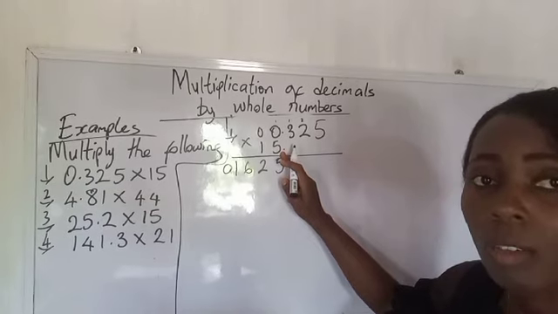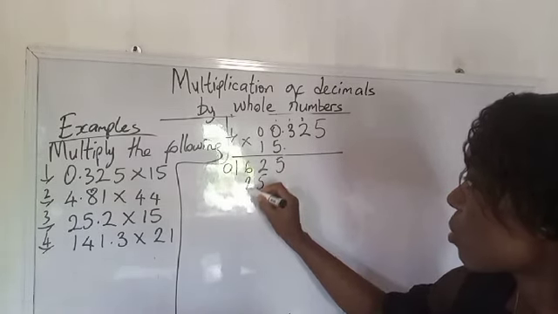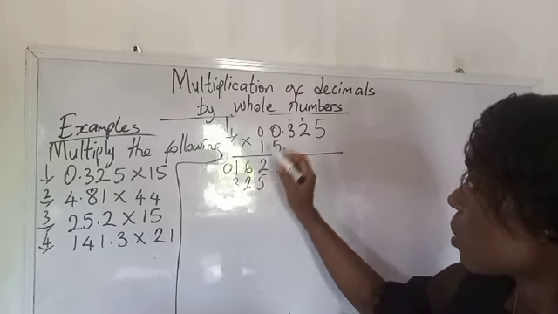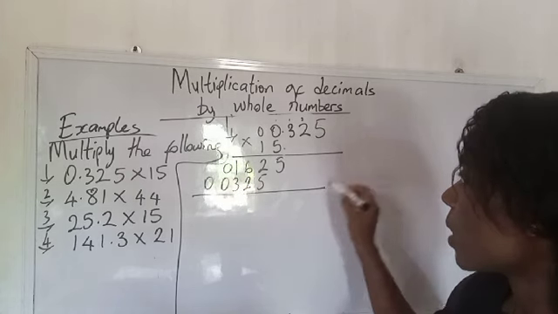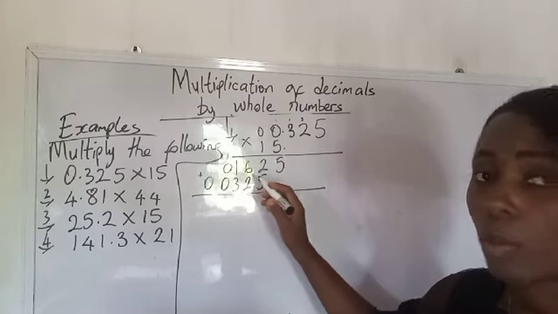Let's see how to use 1. 1 times 5 is 5, 1 times 2 is 2, 1 times 3 is 3, 1 times 0, 0, 0. So let's write our answers down. Next thing we do is to add them up.